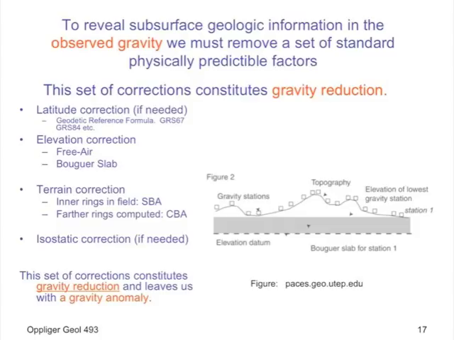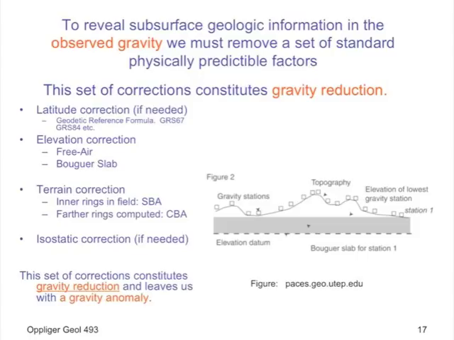Now, according to my colleagues at the USGS, if we just use the field estimated inner ring terrain corrections, and we apply a latitude correction, we apply an elevation correction, we apply then only the inner rings of the field observed terrain correction, putting all that together and getting a Bouguer anomaly is called a simple Bouguer anomaly. And then doing the computation to bring in the farther rings, beyond 175 feet from the station, making that full correction is called a complete Bouguer anomaly, or CBA.